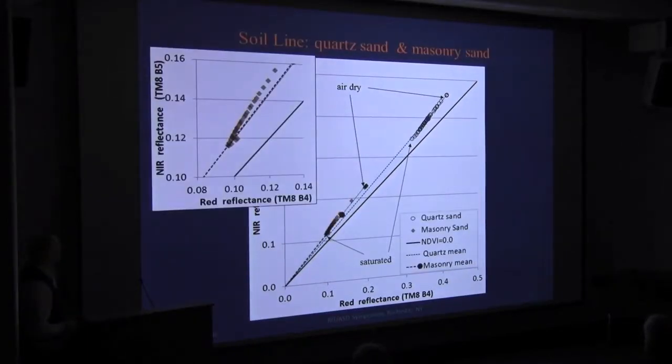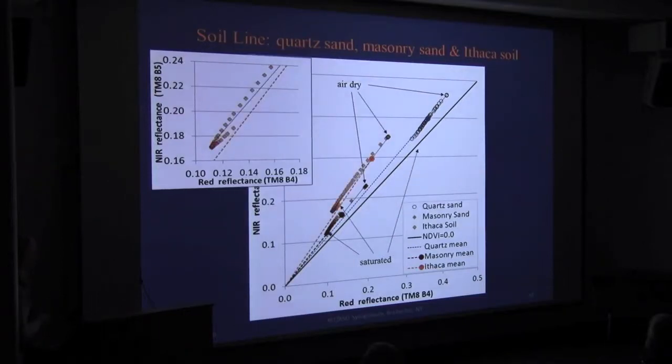Go to the masonry sand. It's not bad, but there's a little bit of a curve here. It gets a little brighter in the infrared, a little darker, and then darkens down here. It's also a peculiar increase. It gets darker, darker, darker, and then brightens. Anybody have any ideas what that is? I'll show you in a minute.